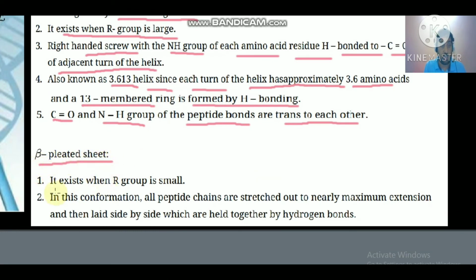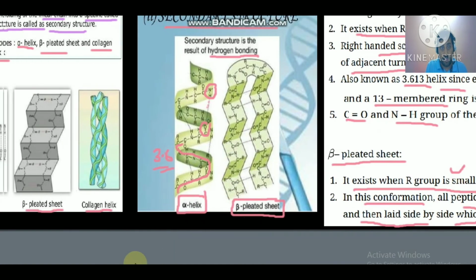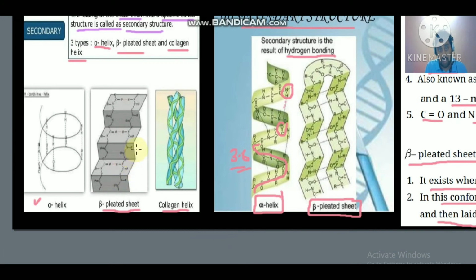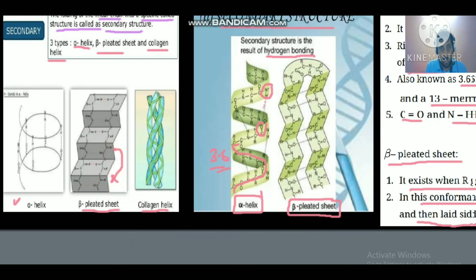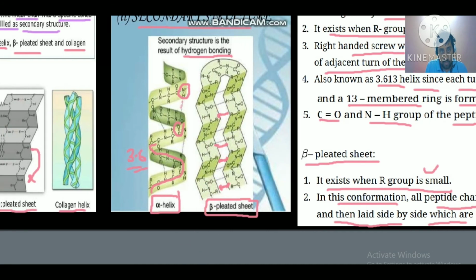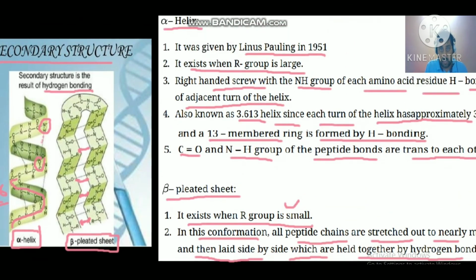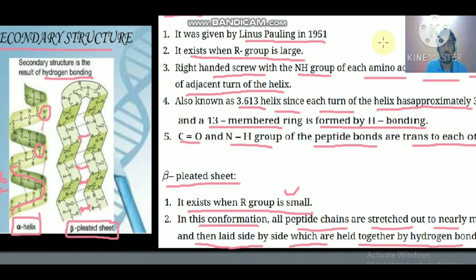Now another term is the beta-pleated sheets. It exists when the R group is small. Due to the small R group, this beta-pleated sheet is there, and in this conformation, all peptide chains are stretched out to nearly maximum extension and then laid side by side, which are held together by hydrogen bonding. Here you can say they are just side by side to each other. In this diagram you can say one, then side by side to each other. So hydrogen bonding between this layer and this layer. Again here, the hydrogen bonding between these two layers, they are side by side to each other. So hydrogen bonding will be there. So one layer, then another layer. So it is the beta-pleated structure of beta-pleated sheets. So this is the secondary type of protein.